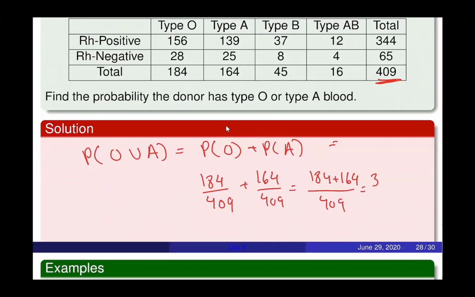That gives you 348 over 409. So then if we do 348 divided by 409, you get 0.8509. And that's it for that first problem. Any question in regard to this first problem?